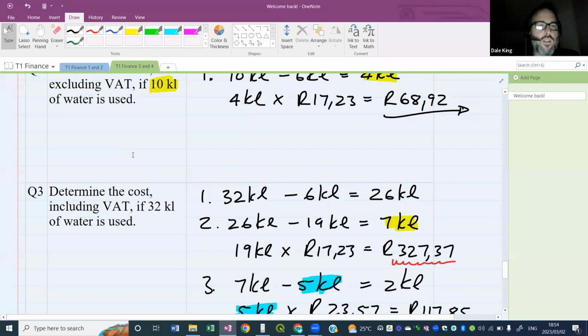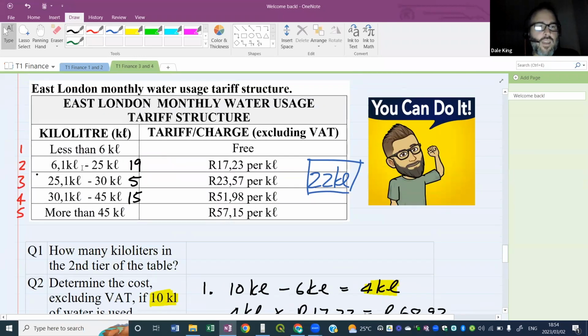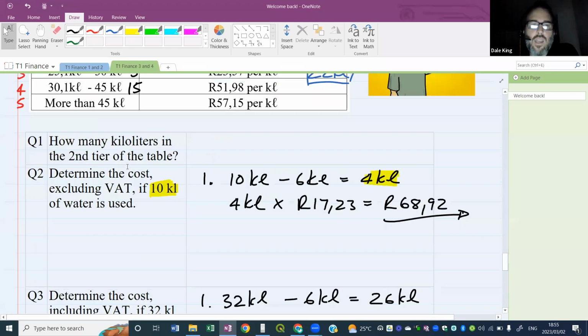Now, if I look at my table, the second tariff, it's got 19 kiloliters of water altogether. We don't have 19 or more. We've only got 16. So we're going to end up in this interval, in this tier here, tier two. We won't go through it because we only have 16 left. This one needs 19 to finish. So we're not going to go through the second tier. We're going to stay in the second tier.